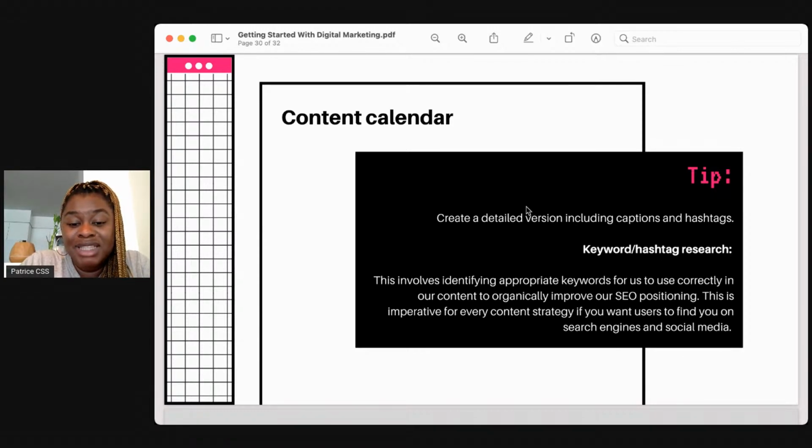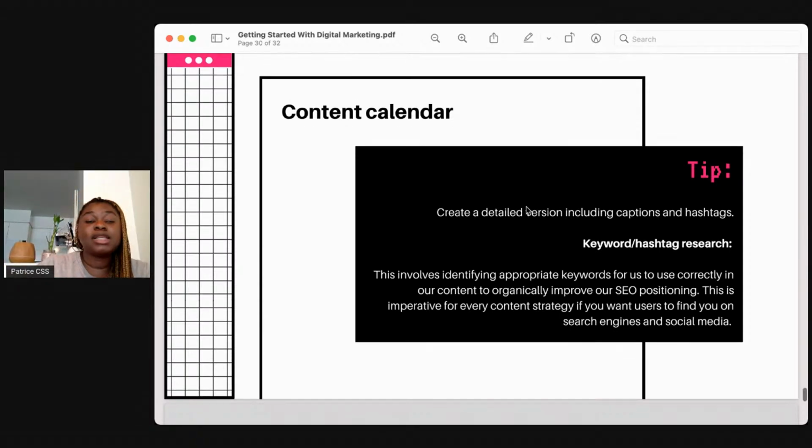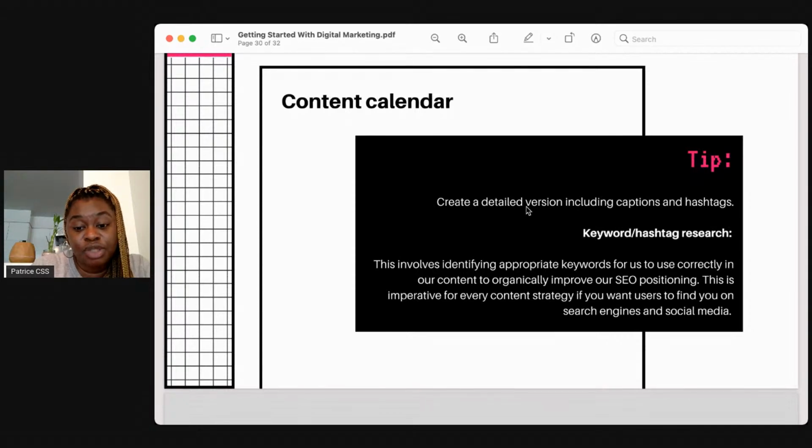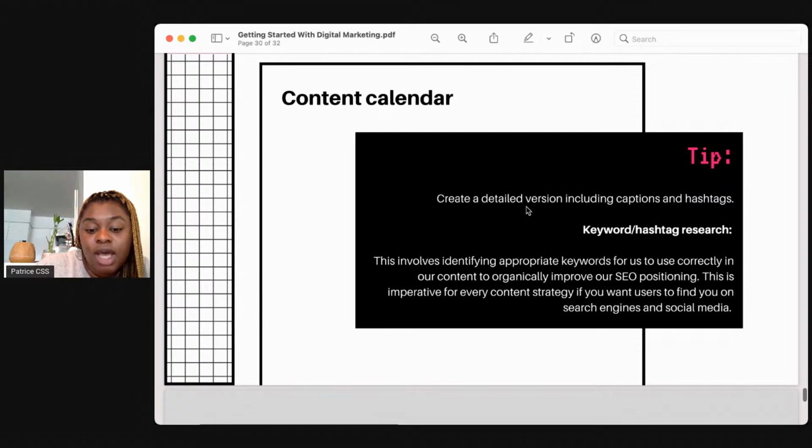And this involves identifying appropriate keywords for your use correctly. So then that helps your SEO, making sure that your hashtags and your SEO keywords are aligned. And this is important if you want users to find you on search engines and social media. You need to make sure you're using the right hashtags.